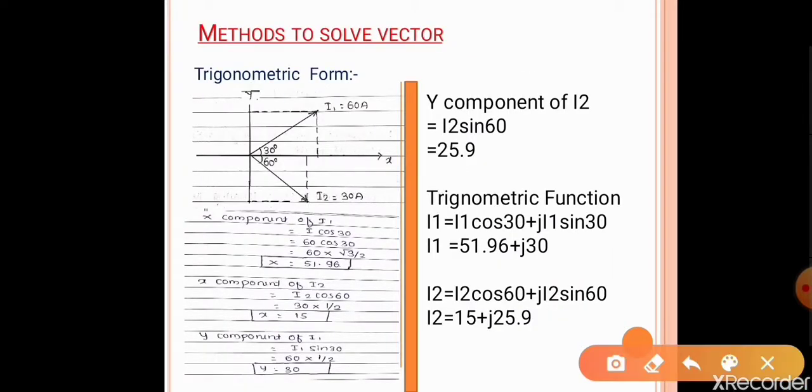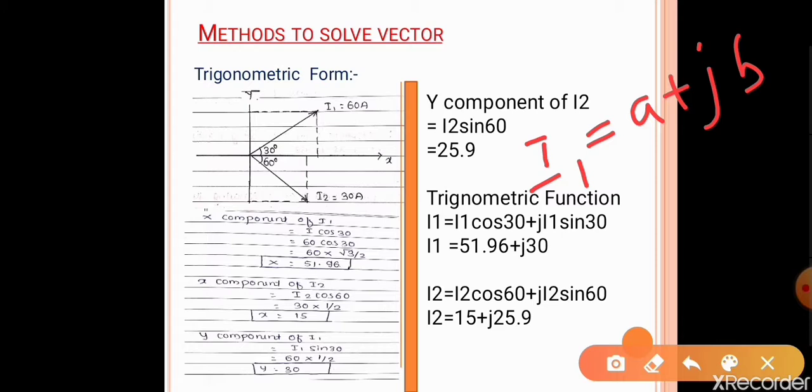Next, the trigonometric function is always written in terms of what? In terms of a plus jb, where a is the real term and b is the imaginary term. So the x component is written as a, whereas the y component is written as b.